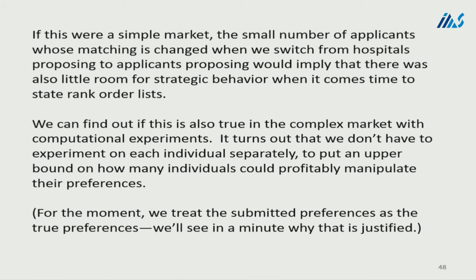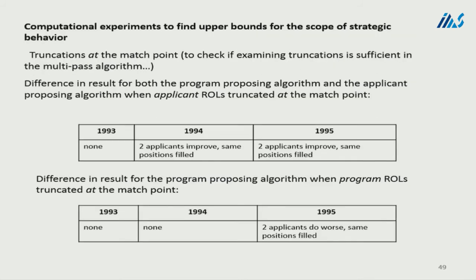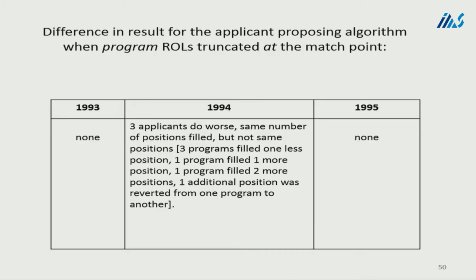But here we don't know that, because it's a multi-pass algorithm. It doesn't just go through once. Remember, it produces a matching, and then it goes back and tries to resolve all the blocking pairs. So there's some chance that truncations won't do what we want them to do. So we started with an experiment where we said, supposing we truncate everyone at the match, how much are the preferences below where they're matched influencing the outcome? And it turns out hardly at all. Not at all in 93, 2 out of 20,000 applicants in 94, and 2 in 95, right? So it looks like truncations are doing what we think they should be doing.